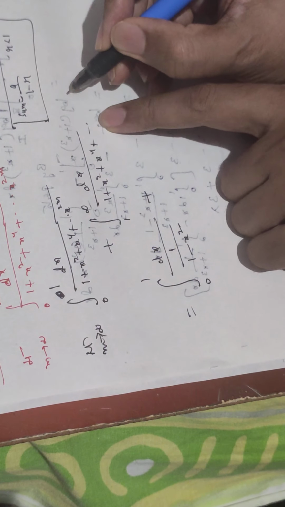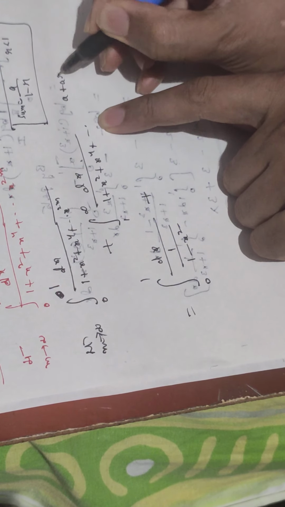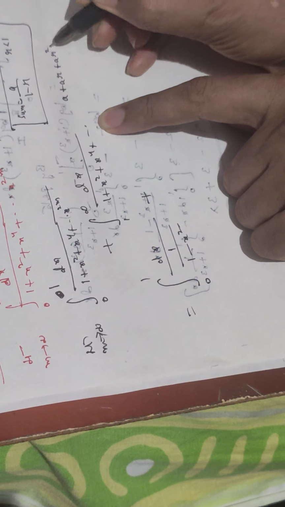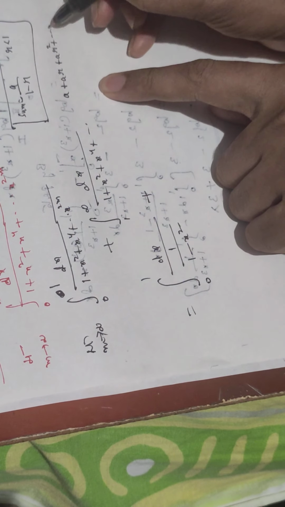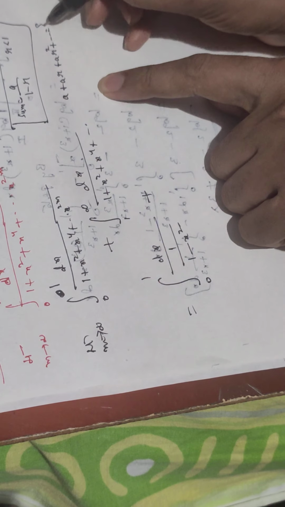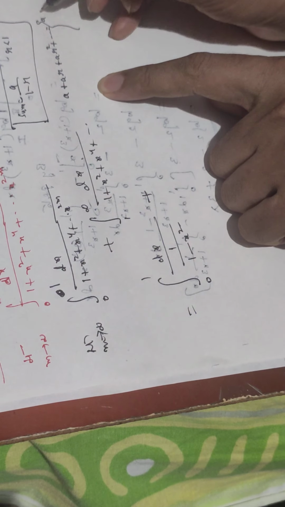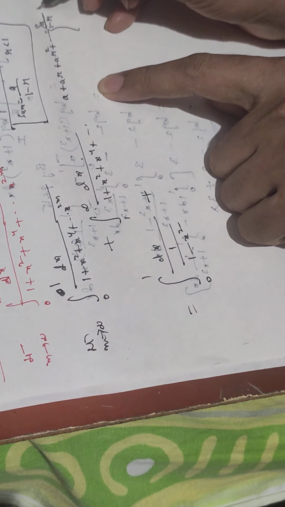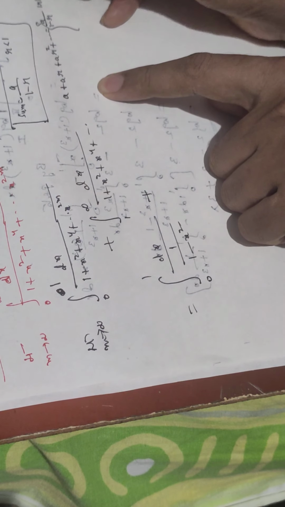As the common ratio value is greater than 1. Actually, what is the general form of the GP? A plus ar plus ar square and so on. If infinite GP is given, what is the formula? This is A by 1 minus R. The condition is modulus of R is less than 1.